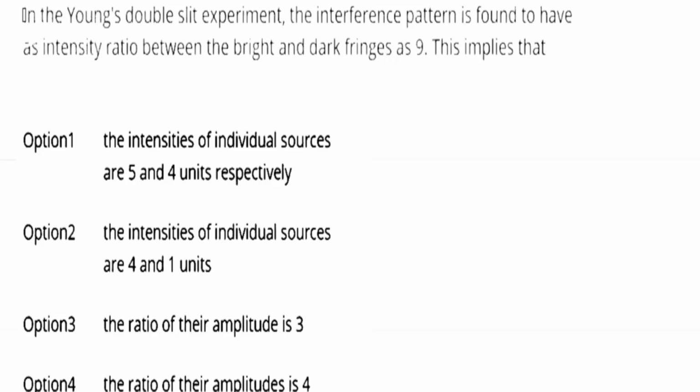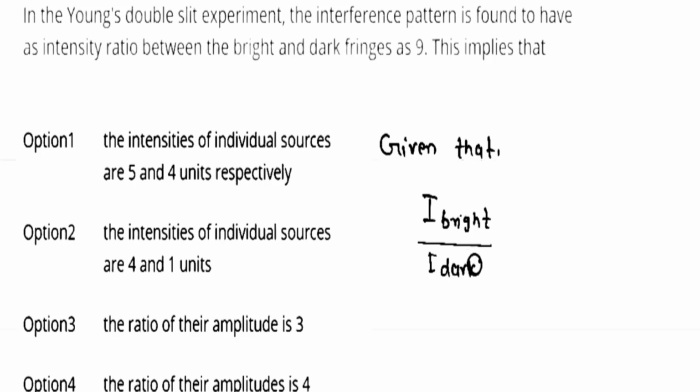Hello everyone, in this question, in Young's double slit experiment, the interference pattern is found to have an intensity ratio between the bright and dark fringes as 9. It is given that the intensity ratio of I bright by I dark, where bright is maximum, so I maximum divided by I minimum, equals 9, that is 9 by 1. So this is the ratio.